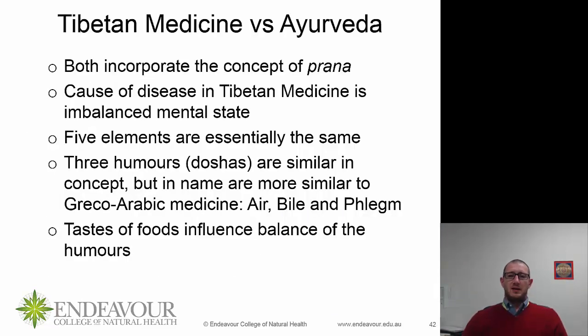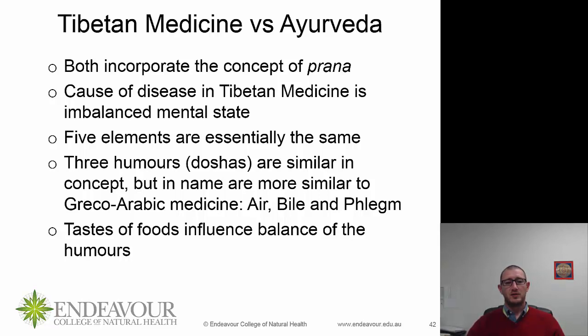Okay, Tibetan medicine and Ayurveda both incorporate this concept of prana. So we can see here this basic concept shows a basic similarity. The cause of disease in Tibetan medicine is often attributed to an imbalanced mental state. The 5 elements are essentially the same.